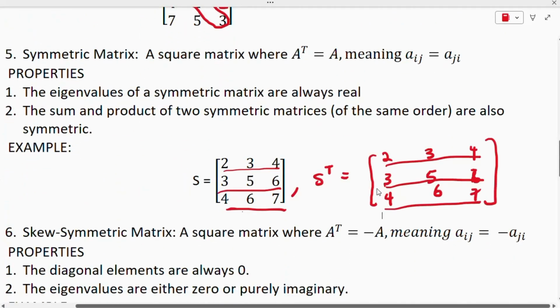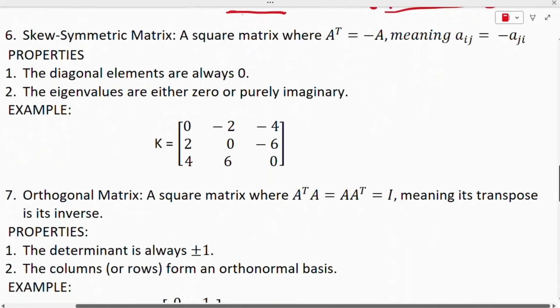Number 5, we have, as you can see, it is equal to that same matrix. So hence, this matrix is called a symmetric matrix. That is what it implies. Now, the properties: the eigenvalues of a symmetric matrix are always real, and the sum and product of two symmetric matrices of the same order are also symmetric. That is, if you take the sum and product of symmetric matrices, the answer will also be a symmetric matrix.